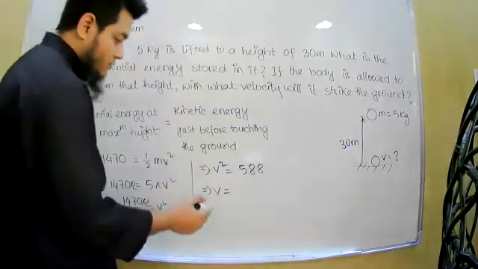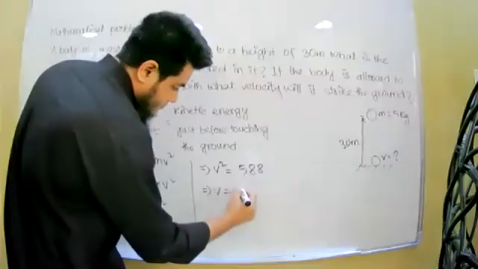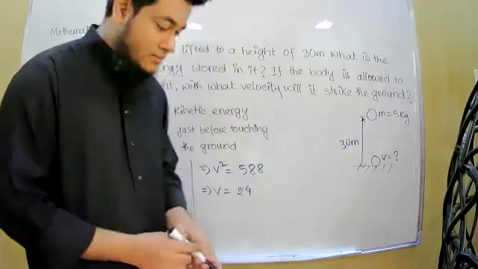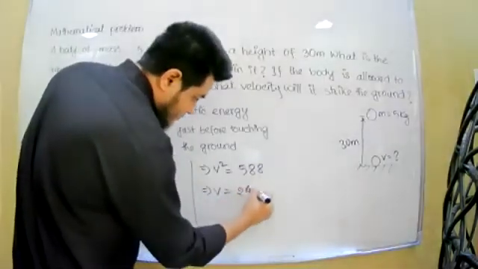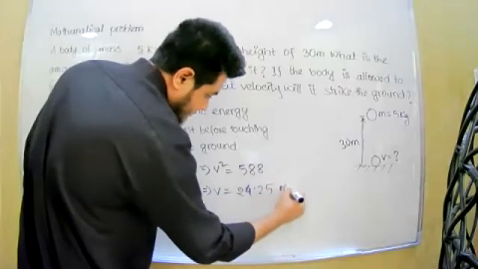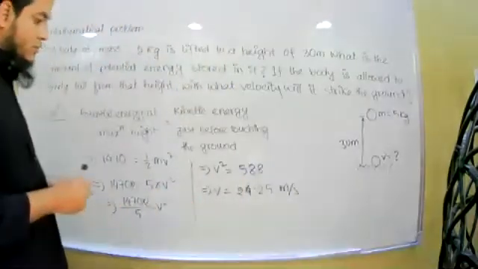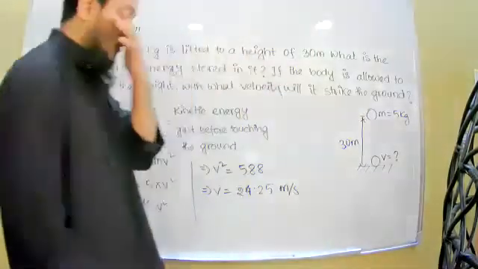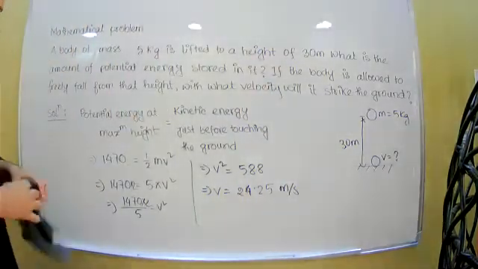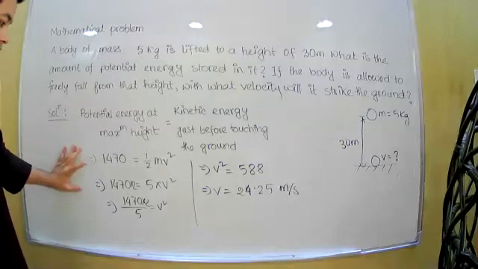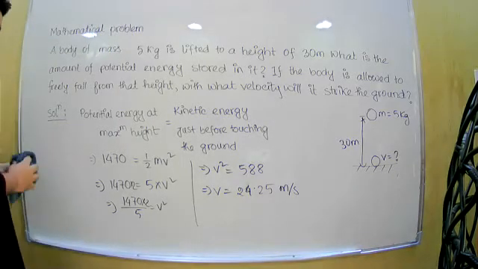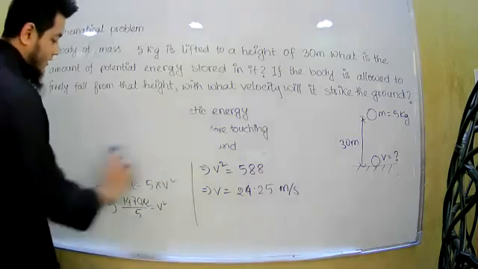Oh, wait, sir. It is 24.25, we can say, or 24.248, no problem. Okay. 24.25 meter per second. So with this velocity, it will strike the ground. Okay. Yes, sir. So anybody has any question? No. Okay. So related to potential energy, we will calculate another problem now.